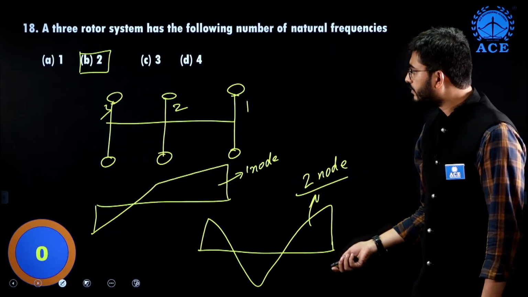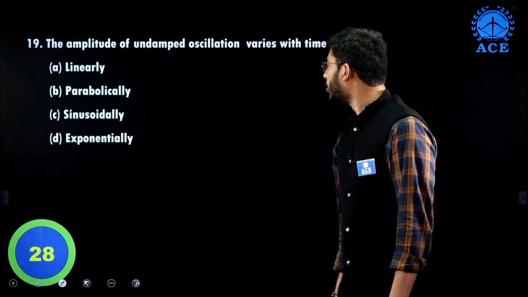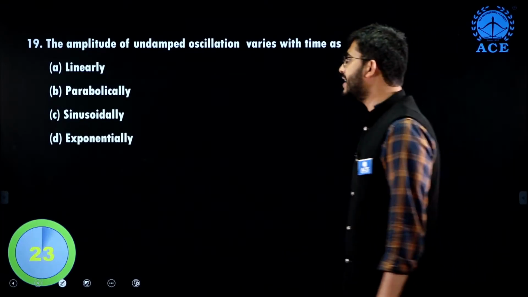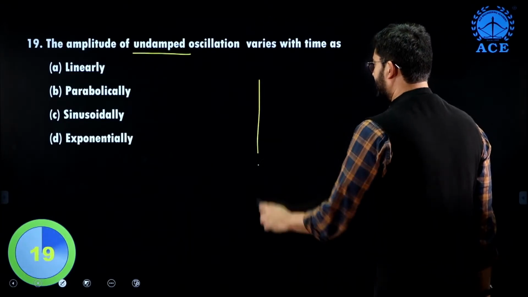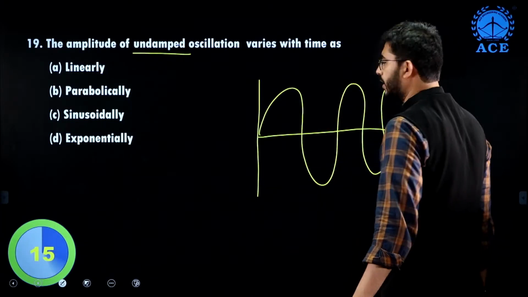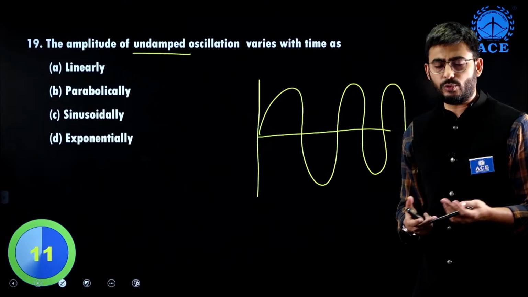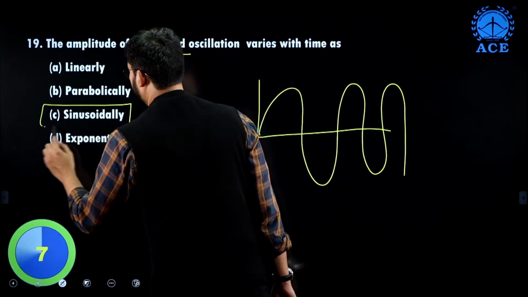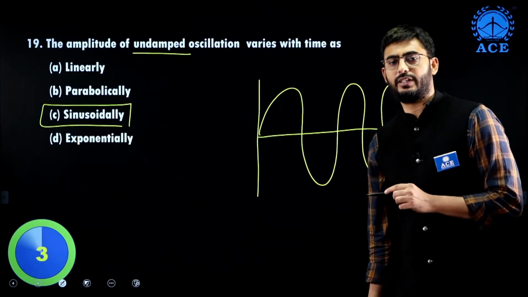Alright. Next one. The amplitude of undamped oscillation varies with respect to time as. See, undamped means no loss in energy. So no loss in energy means the amplitude will be sinusoidal. It will undergo to and fro motion, and to and fro motion can be given only by a sine wave. So option C is the only correct answer.